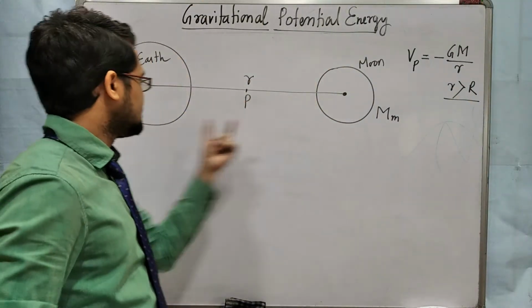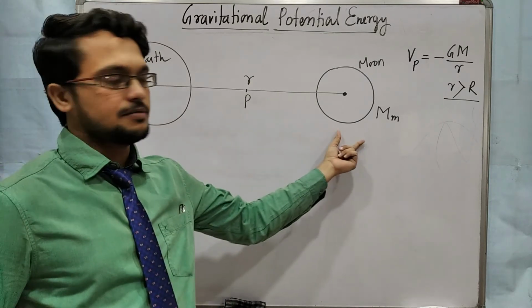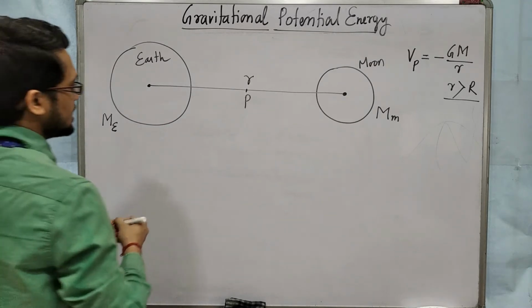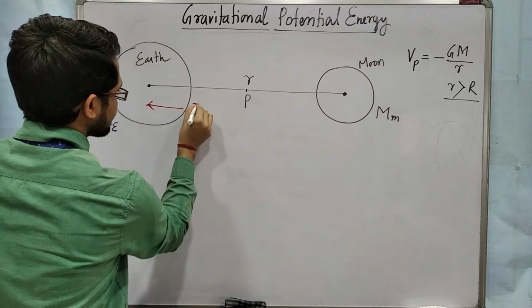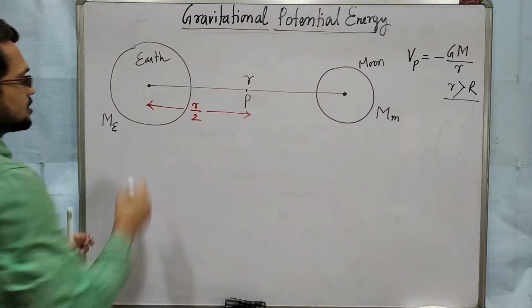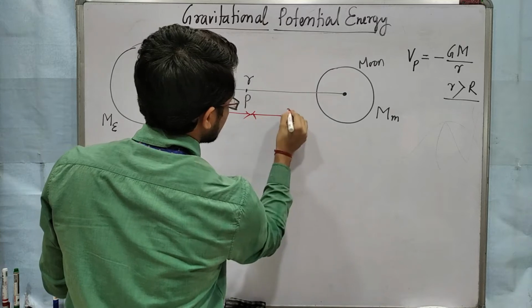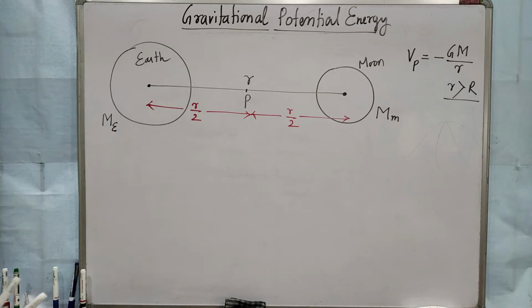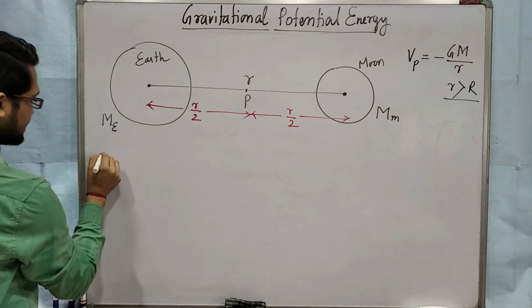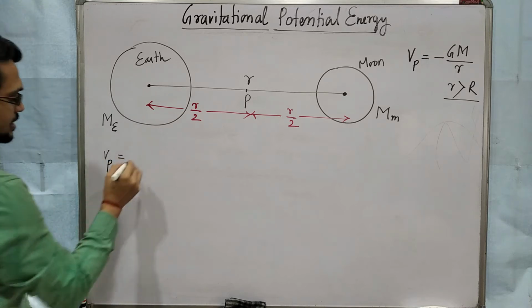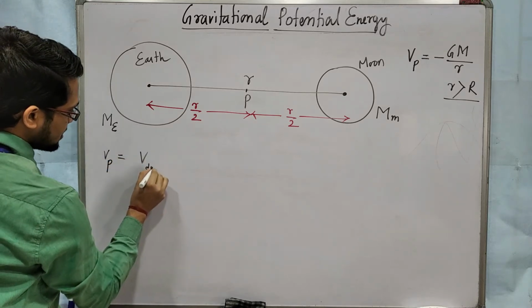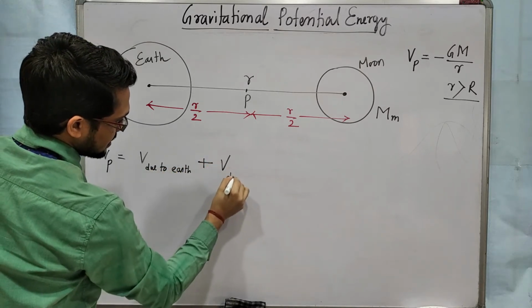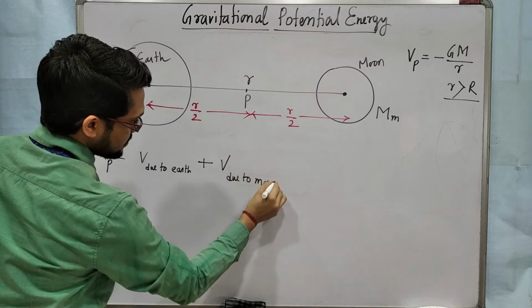There are two masses, the mass of the earth and the mass of the moon, and this point P is at a distance r by 2 from the center of mass of the earth, and also at a distance r by 2 from the center of mass of the moon. So what will be the total potential at point P? The total potential Vp will be the potential due to earth plus the potential due to moon.